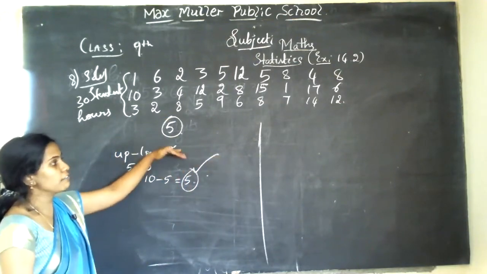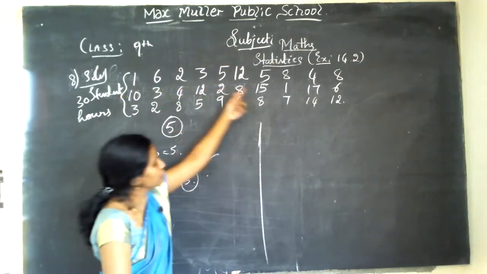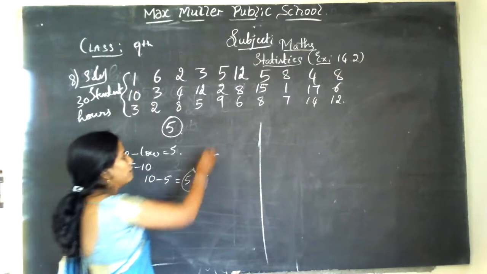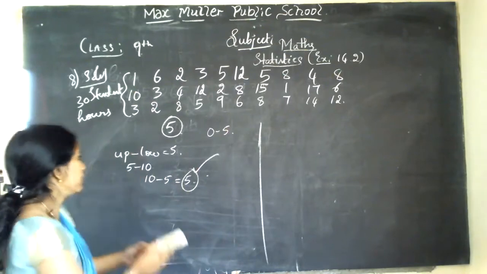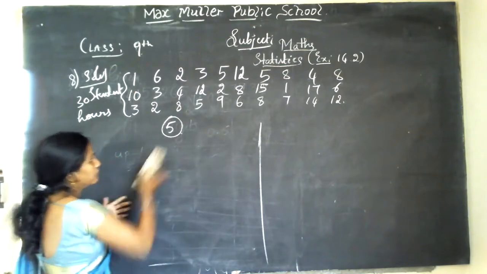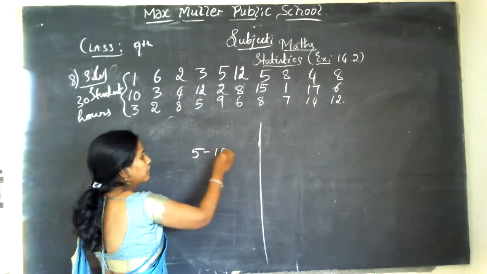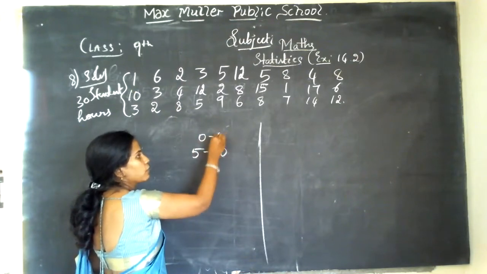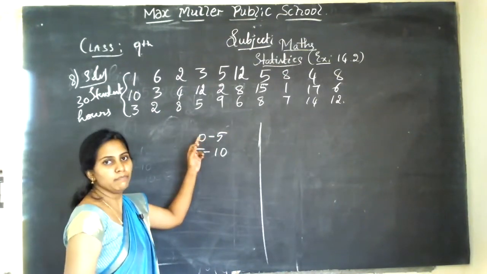So you have to start the class interval from the least. When you observe, the least number is 1, isn't it? So you can start from the interval 0 to 5. Why do we have to take 0 to 5? One of the intervals they have given is 5 to 10. When you subtract, you will get 5, so the previous one should be 0 to 5. That's why you have to start from 0 to 5.